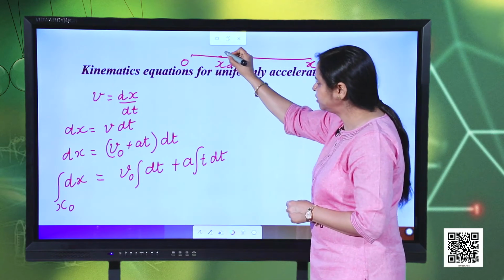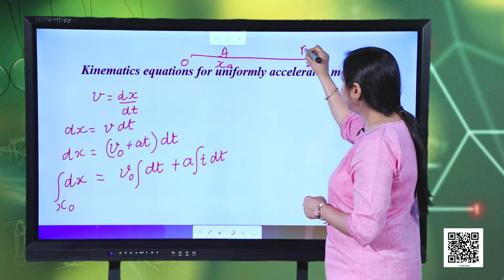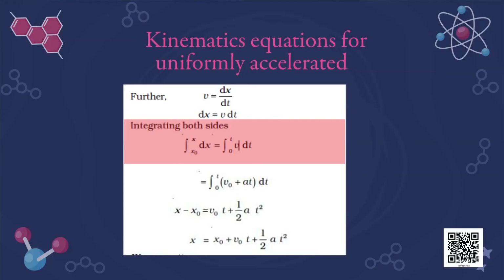So, the initial position is x naught at point A and the final position is x. So, the limits will be x naught to x. Here the limit we have to take for time is again time 0 to t. Now, when we integrate this equation, what do we get?